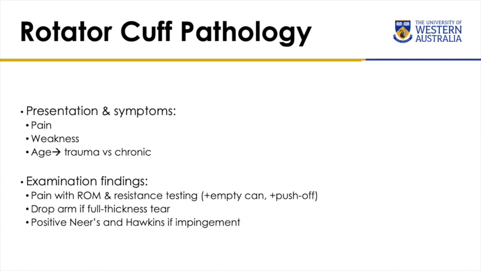Presentation can vary depending on whether this is an acute cuff injury, such as in the case vignette, or chronic. Generally, acute traumatic injuries are seen in the younger patient, whereas the elderly patient tends to have a chronic cuff degeneration without a specific incident causing the pain. But pain and weakness are the two most common symptoms.